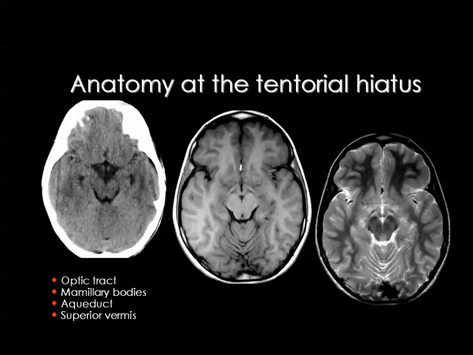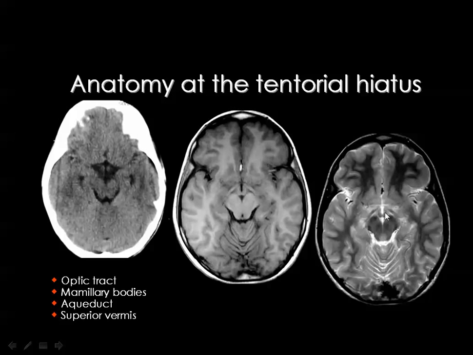Then at the level of the tentorial hiatus, you will see the quadrigeminal cistern. In the middle part of the quadrigeminal cistern, you will see the terminal part of the fourth ventricle and the start of the aqueduct of Sylvius. Then you can see the midbrain, the cerebral peduncle, and the interpeduncular cistern. In this interpeduncular cistern, you will see two very small rounded structures, and these are the mammillary bodies. And if you look here in the T2 weighted image, you can also identify the mammillary bodies.